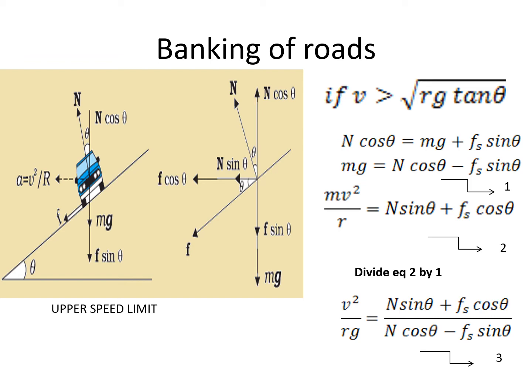The frictional force that arises between the surface of the road and the tire acts opposite to the direction of the skidding and tries to keep the car in the circular track. If you observe the figure carefully, you will find the forces acting on the car. The forces are its own weight mg acting vertically downward and the normal reaction, which should be normal to the road surface. This normal reaction is split into its vertical and horizontal components as n cos theta and n sin theta.